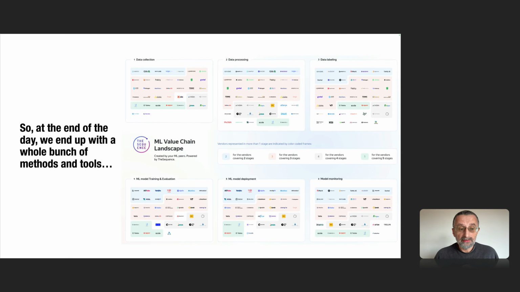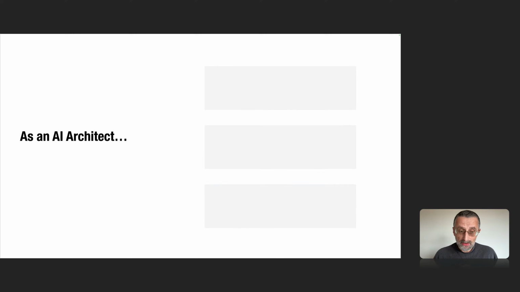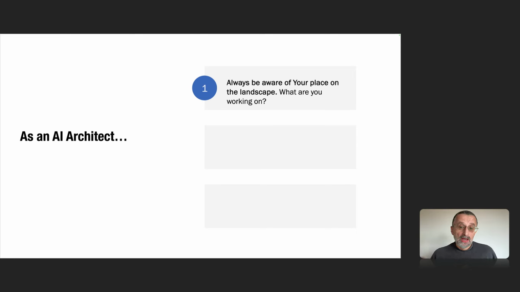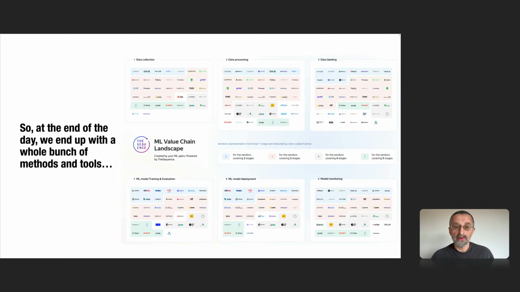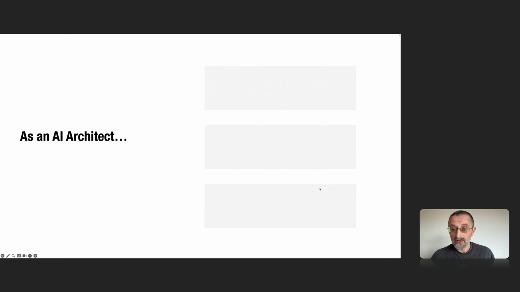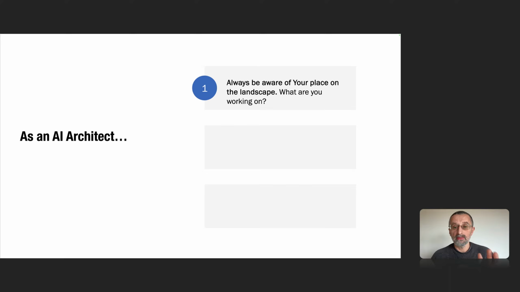So at the end of the day, we end up with a whole bunch of methods and tools. As an AI architect, what should I know? You might ask yourself, what should I be aware of? My recommendations are the following. Firstly, when you work on a given piece of your project, always be aware of your place in the landscape. What are you working on at the moment? Where are you on this landscape? Whether you're on data collection, data processing, data labeling, or maybe model deployment or model monitoring. So be aware of your activities. Where are you from the high-level perspective in this landscape?